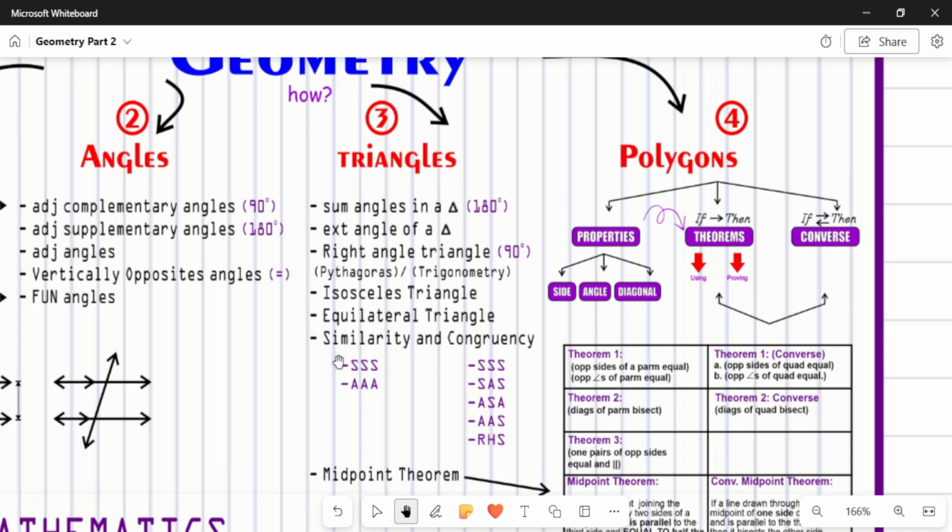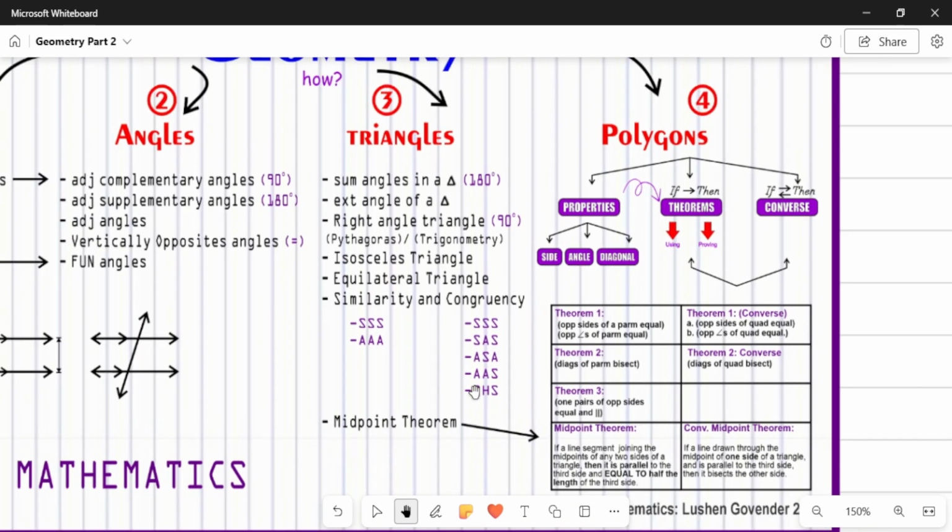Still under triangles, we have similarity and congruency. To prove two triangles similar, we make use of the condition side, side, side, or angle, angle, angle. And to prove congruency, we make use of one of these 5 conditions. Yet again, exactly as I said, the midpoint theorem comes under triangles. The only reason I discuss polygons is because it introduces the new concept of theorems and converses. But the midpoint theorem is a concept that goes under triangles. And yes, you can see exactly as I stated it here, the midpoint theorem and the converse.